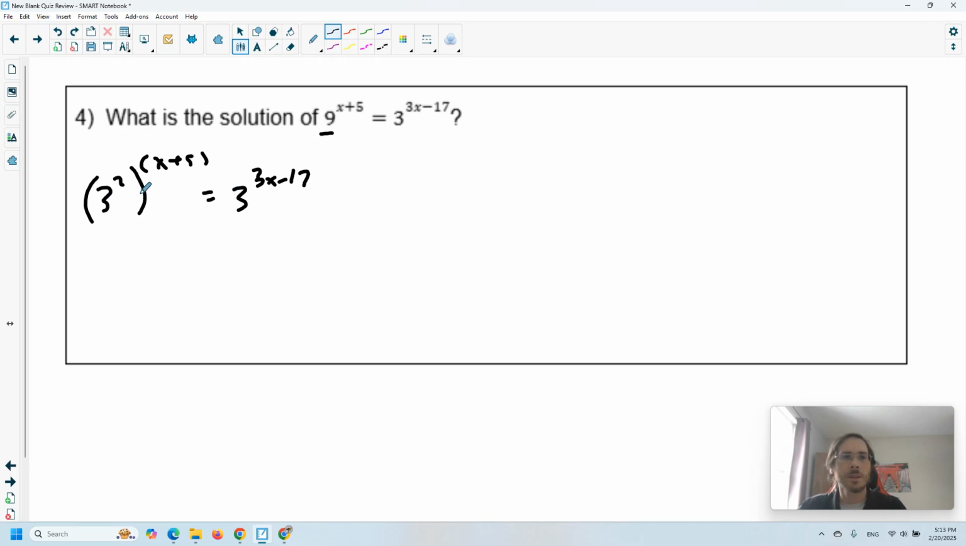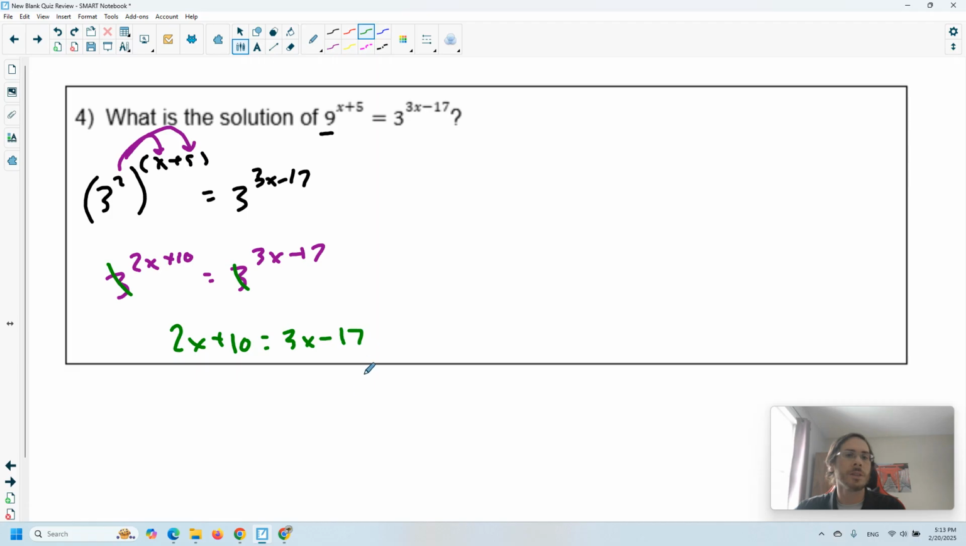Now I can't cancel out the 3's because this is still 3 to the 2, but we have our other exponent rule that says power to a power means we're allowed to multiply. So we get 3 to the 2x plus 10 equals 3 to the 3x minus 17. And now I'm allowed to cancel out those 3's since those are the same. All right, so I'm left with 2x plus 10 equals 3x minus 17.